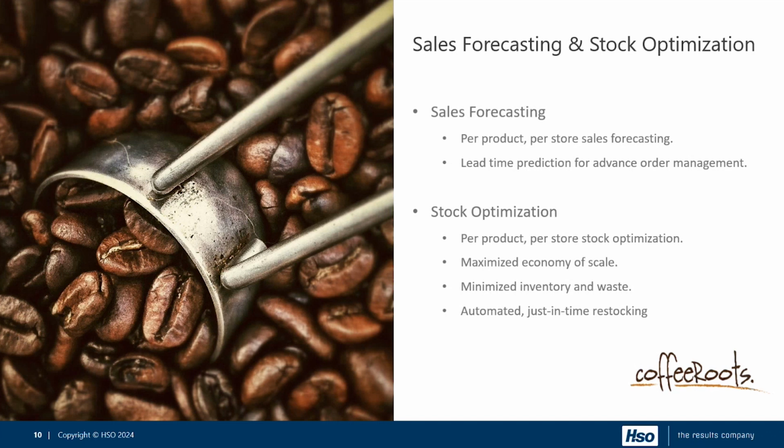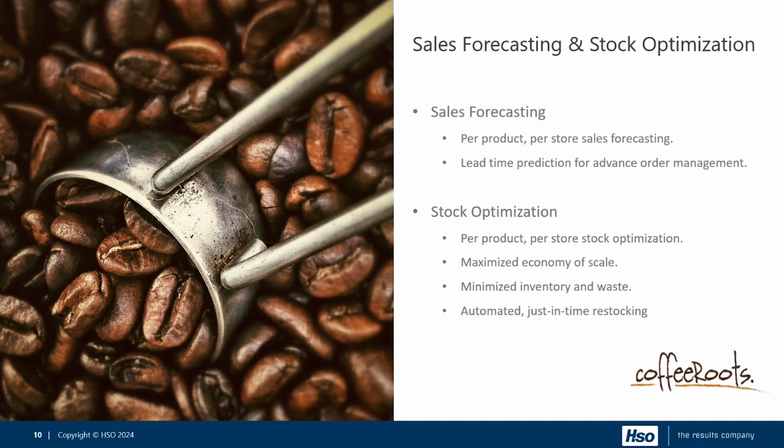One of the areas in which they've been struggling is sales forecasting and stock optimization. It's really important for any retailer, and particularly in the food and drinks business, to understand what their expected sales are in a coming day, week, or month, and to understand how they can roll that out to retail stores. So they have built a per product, per store forecasting model, and they are now able to calculate lead times using prediction services so they can get ahead of their order management and ensure that the stores and partners they provide to always have the right product and the right stock at the right time.